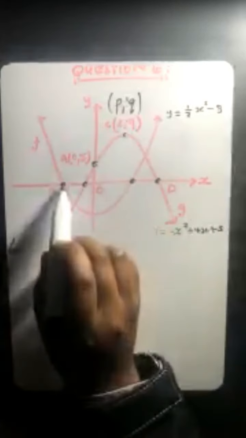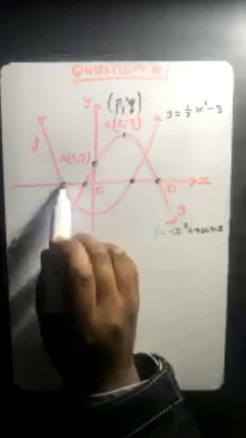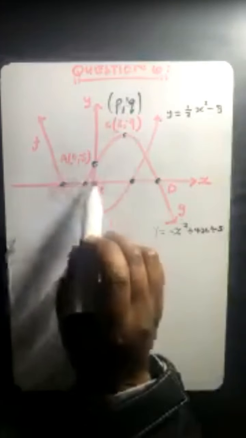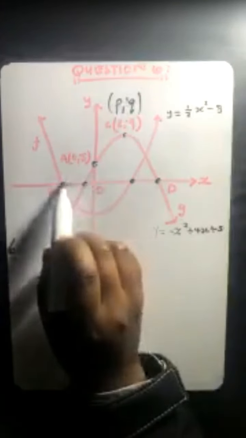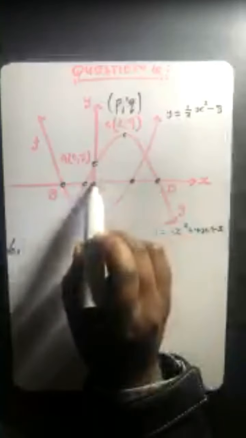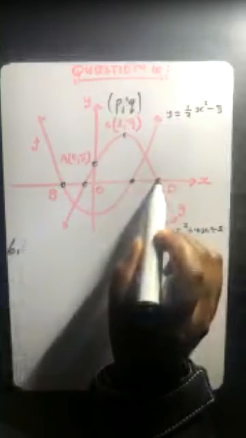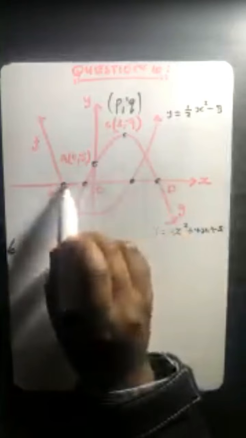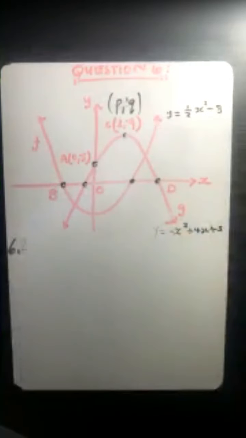Then we know that if here, for example, is negative 6, then that means from the origin to there is 6 units. Then if we know that is 10, then from the origin to there is 10 units. Then it's going to be 6 units plus 10 units. That's how you determine the length of BD.